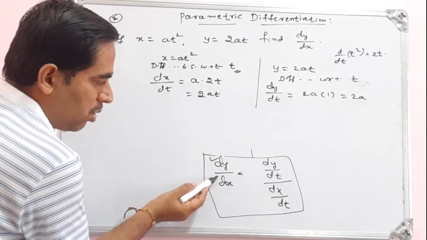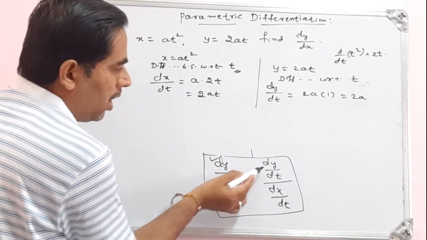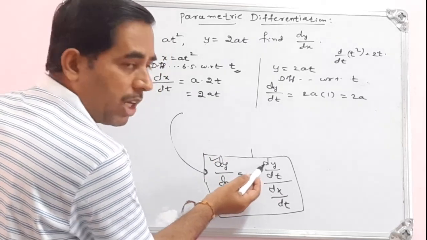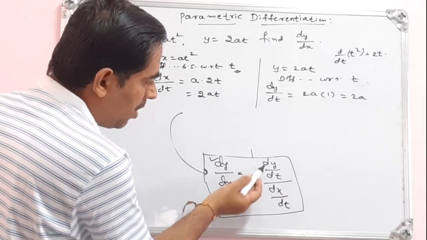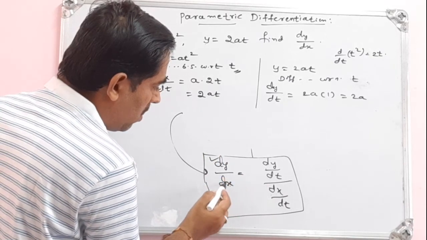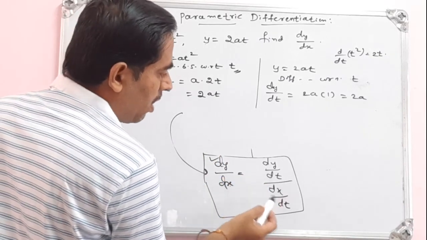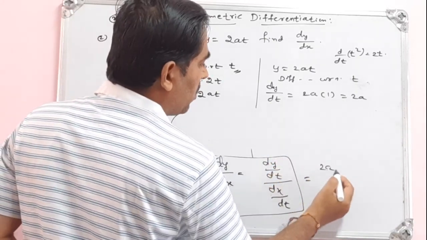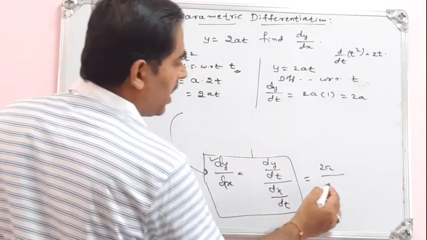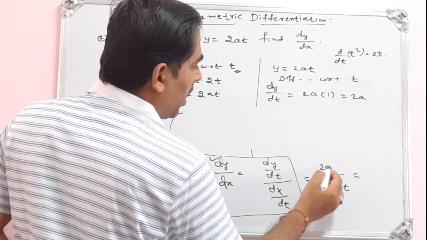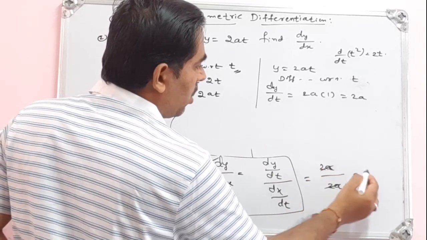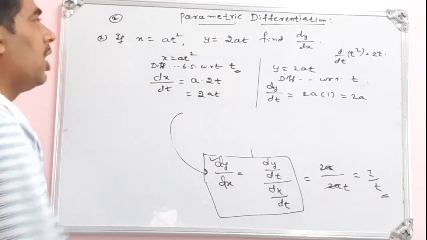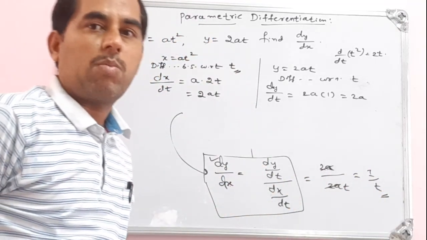So we can use dy by dx is equal to dy by dt divided by dx by dt. Let us substitute. dy by dt is 2a, divided by dx by dt, which is 2at. So this 2a gets cancelled, the numerator gives 1 and the denominator gives t. So this is the derivative of the given parametric functions. In this way we can obtain the derivative.